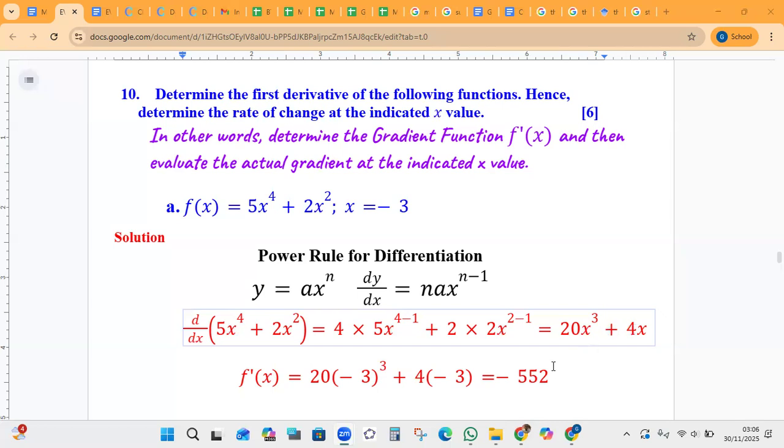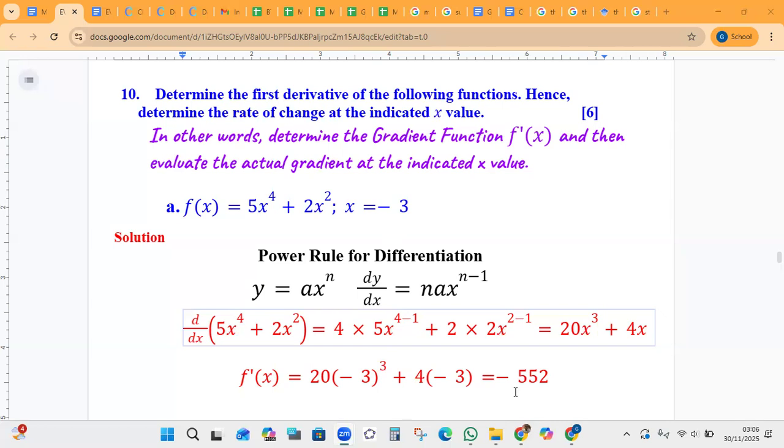So you can use that now to find the actual gradient by substituting the indicated x value in the position of x into the gradient function. So x is negative 3. So we put negative 3 where x is in the gradient function here. So 20 times minus 3 raised to the power of 3 plus 4 times minus 3. Take your calculator and verify to see if this gives you minus 552. So at x equal to minus 3, the gradient of this function is minus 552.